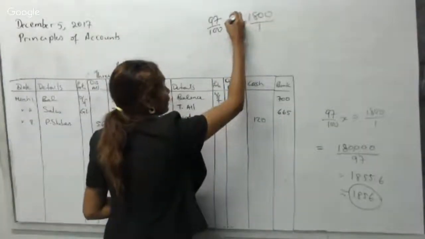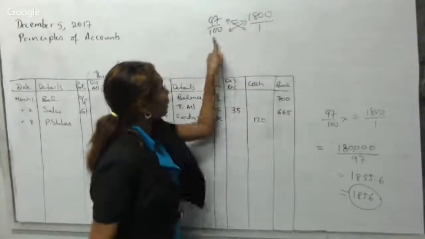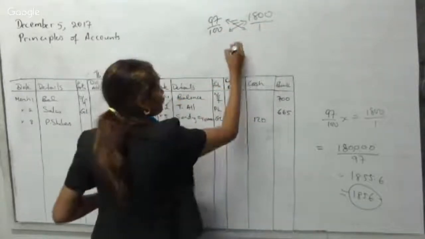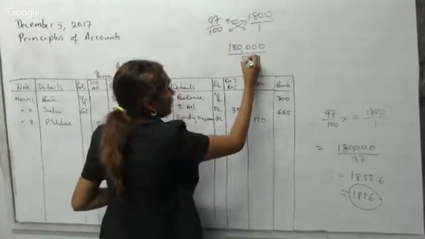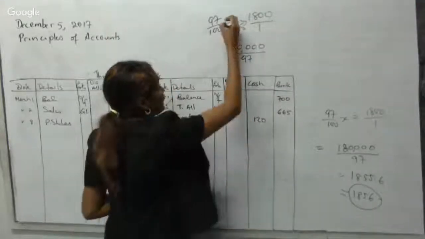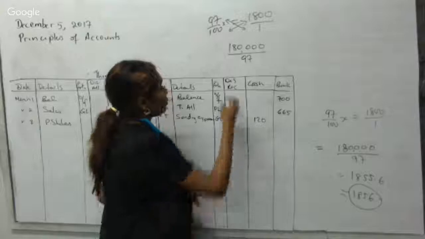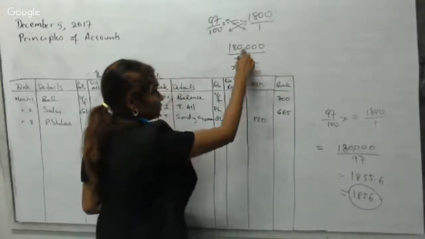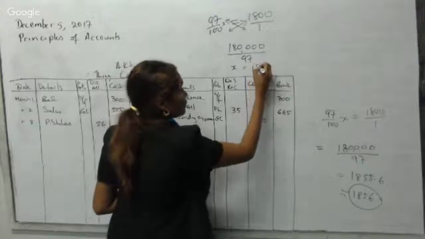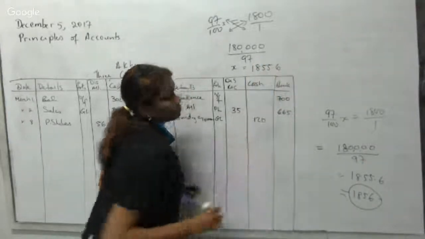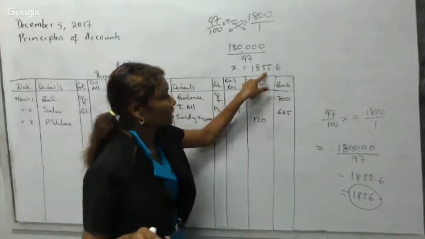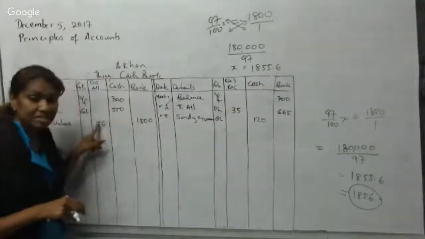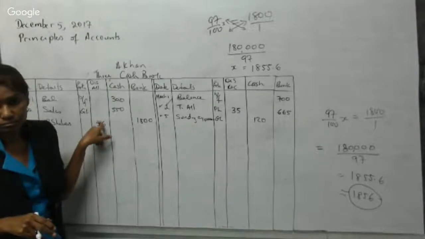If you cross multiply, 100 times 1,800 would give you 180,000, and 97 times 1 would give you 97. So the X that we are trying to find would be equal to this divided by this. It works out to be 1,855.6. We round it off to 1,856. Now, if you find 3% of 1,856, it should take you right back to 56.